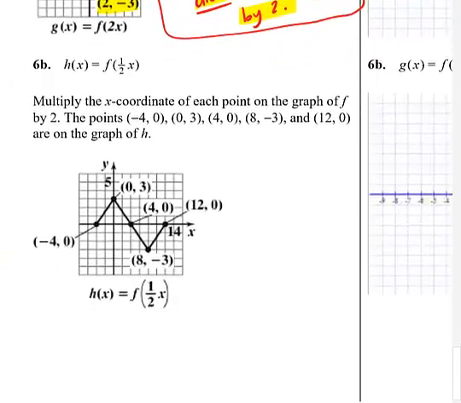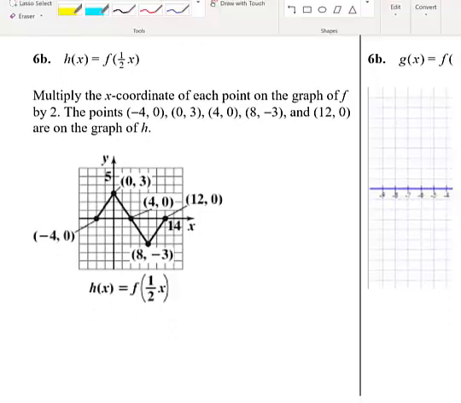Is to take the points, and if it's a vertical change, you do what you think you would do. I would multiply in this case. But, yeah, it's the opposite of what you would think. Wonderful.